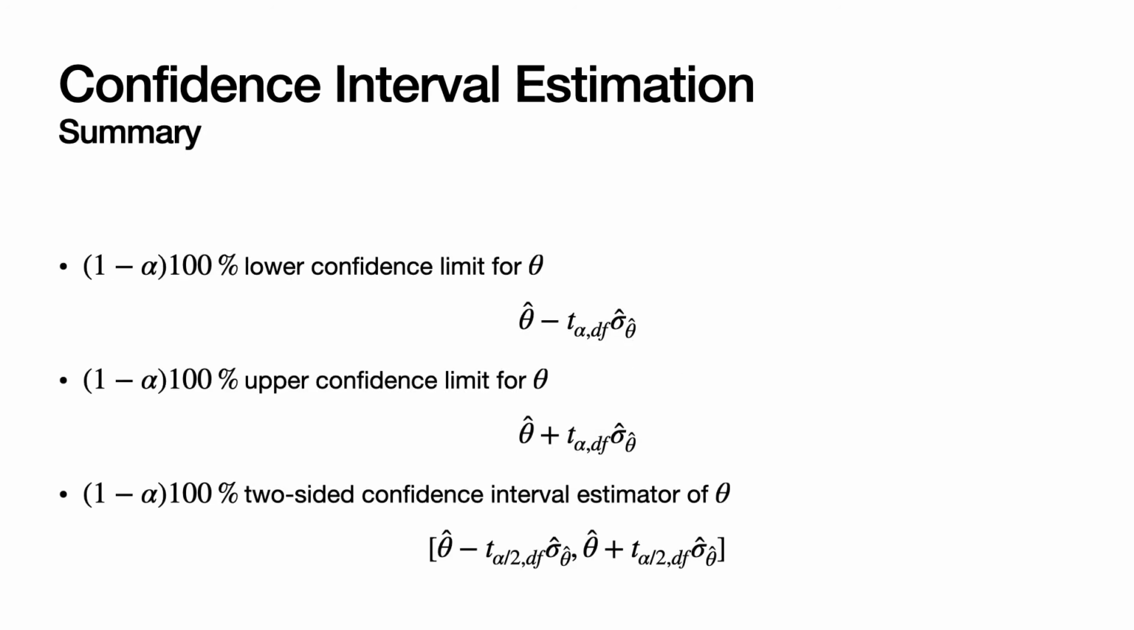Summarizing these three types of confidence intervals on one slide, we have three listed here: a 1 minus alpha times 100% lower confidence limit for theta, a 1 minus alpha times 100% upper confidence limit for theta, and a 1 minus alpha times 100% two-sided confidence interval estimator of theta.